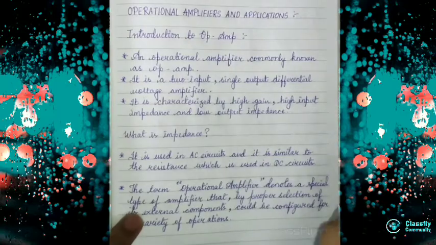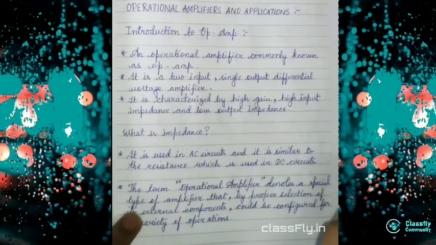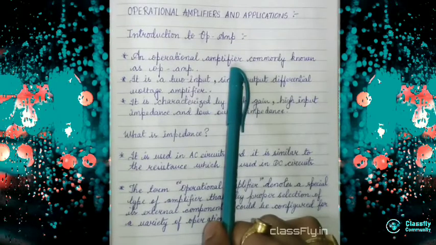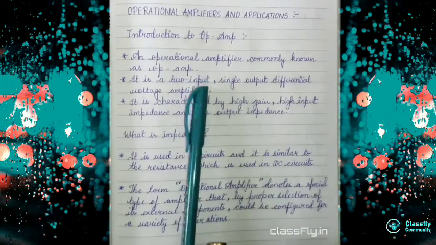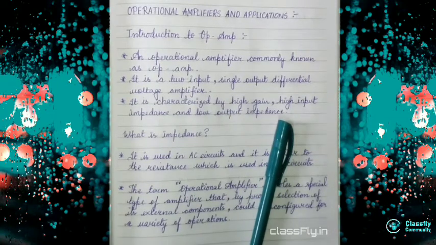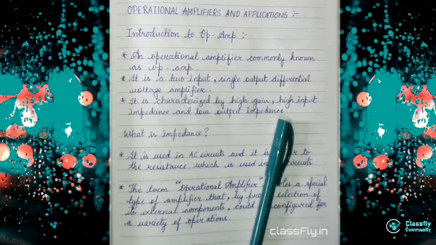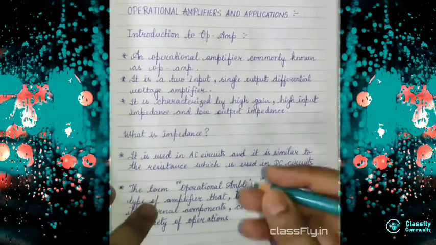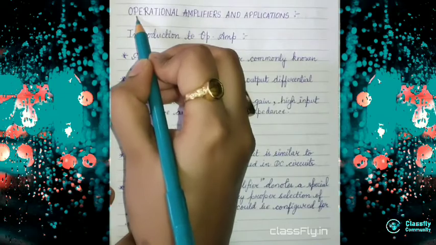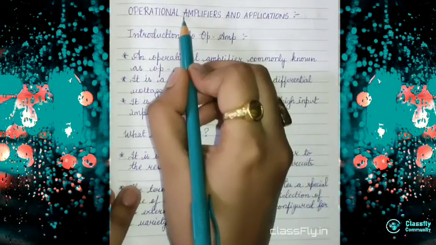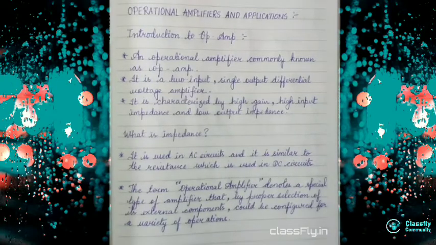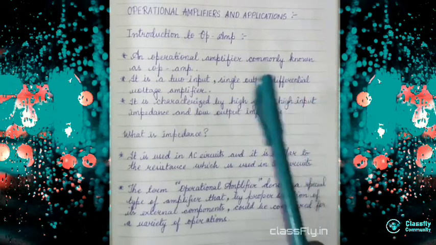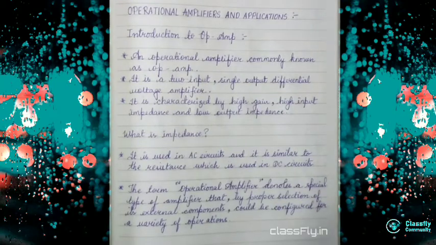Okay, so let's start. An operational amplifier is commonly known as op-amp. As I said, in short we can also call operational amplifier as op-amp. And how did the name come? Operational is op and amplifier is amp, so it became op-amp. It is a two input, single output differential voltage amplifier.